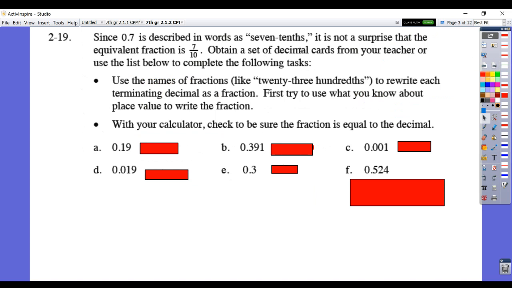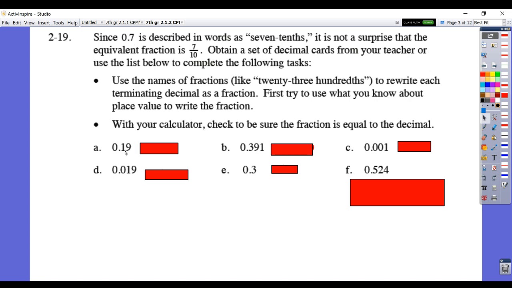Now, they want to remind you in 2-19 that when we describe a decimal in words, we write it with the correct denominator as well. So for example, 0.7 is described in words as 7/10, so it makes sense that the equivalent fraction is also 7/10. So again, that's one of those logical connections that math has. We use the same vocabulary, we call it 7/10 because the equivalent fraction is 7/10. And the place right behind the decimal point is the tenths place.